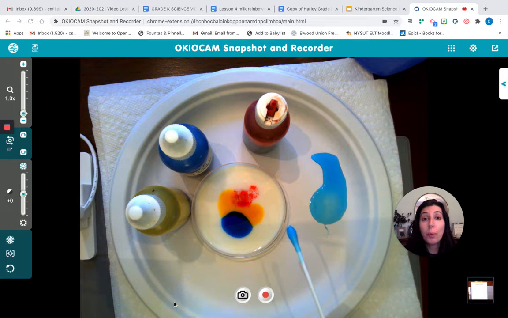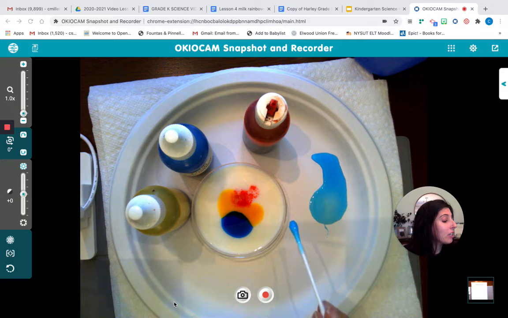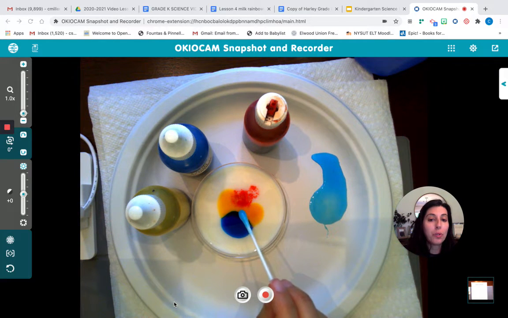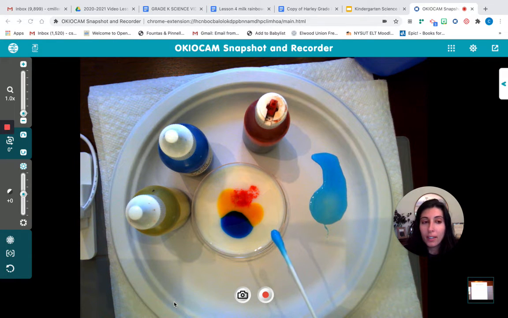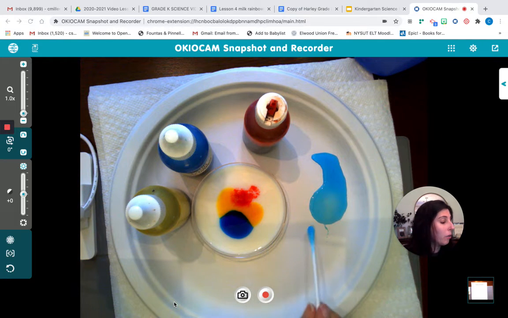So scientists predict or make a guess about what might happen. So would you please right now make your own prediction? What do you think might happen when we put the soap into the milk with the food coloring? Okay, go ahead and make your prediction. Tell somebody near you. You could tell a classmate if you're in school. If you're learning from home, you could tell somebody in your family, or you could tell your imaginary science partner.